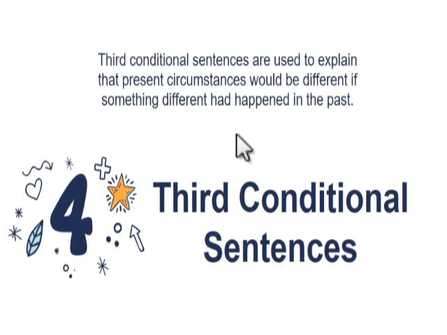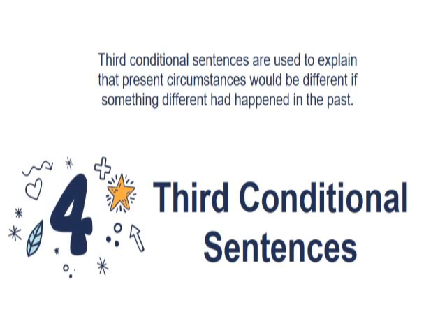The third conditional sentences are used to explain that present circumstances would be different if something different had happened in the past. Okay, so it is like, try if at that time you had done this, surely this wouldn't have happened. Something like that, okay? That is for the third conditional sentences.